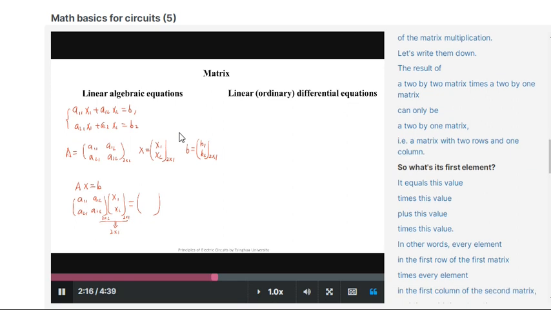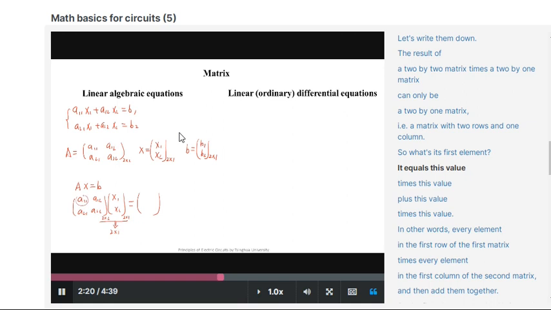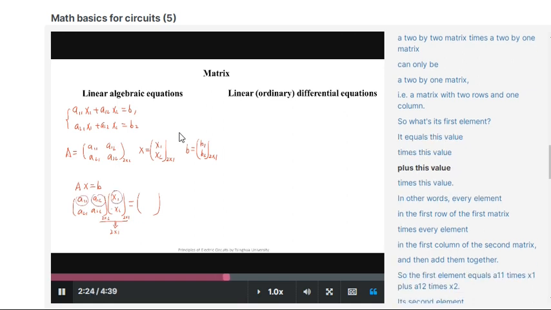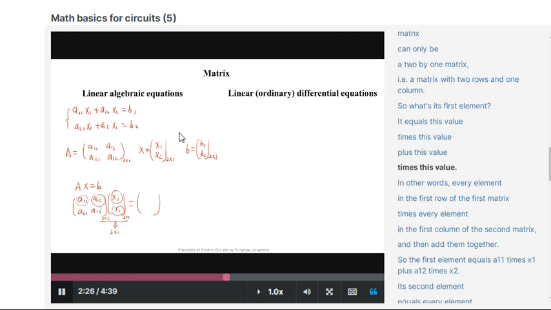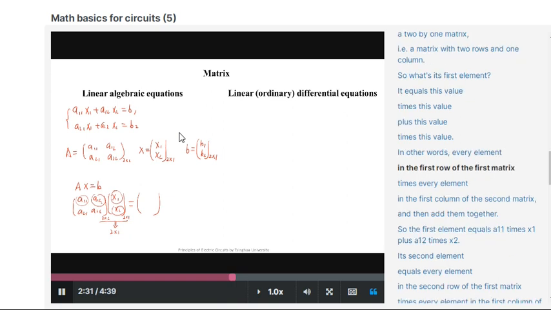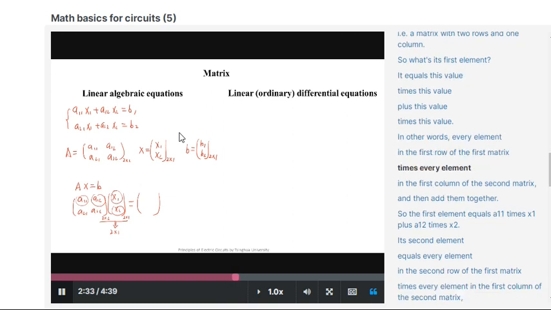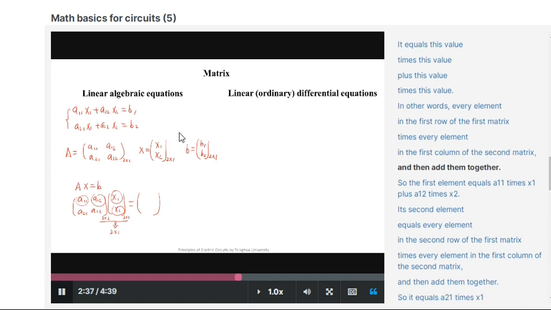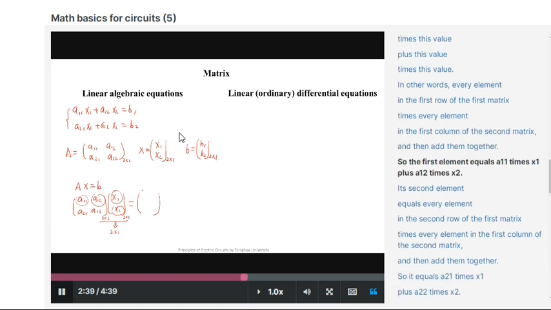So what's its first element? It equals this value times this value plus this value times this value. In other words, every element in the first row of the first matrix times every element in the first column of the second matrix, and then add them together. So the first element equals A11 times x1 plus A12 times x2.